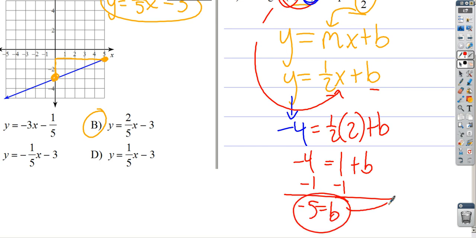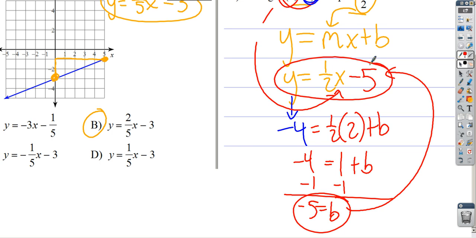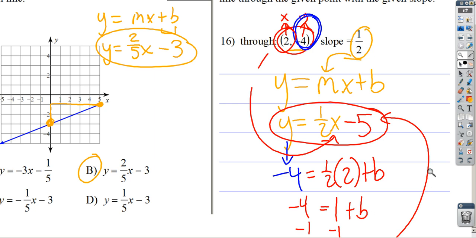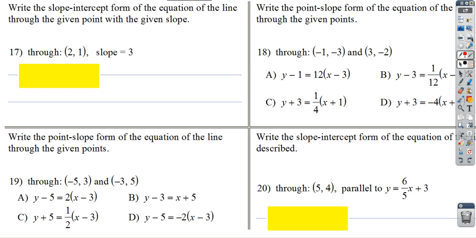That's what b equals. So now we go back up here, and all we need to do to finish this is just plug in that minus 5. And this right here would be our final answer. That's the line that has a point of 2, negative 4, and has a slope of 1/2. y equals 1/2 x minus 5.